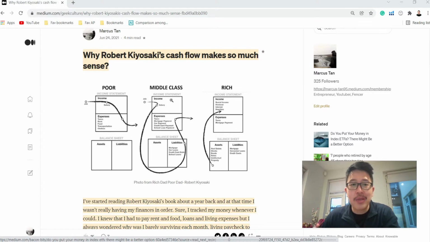For the middle class person, usually when they get their money through their salary, they'll pay their liabilities. That could be in the form of car loans, credit cards, mortgages, student loans, and then they'll pay their expenses. So these are taxes, car payments, credit card payments, food, all those kinds of things. So at the end of the day, they're like the poor person as well. They have liabilities, but nothing goes through the asset column.